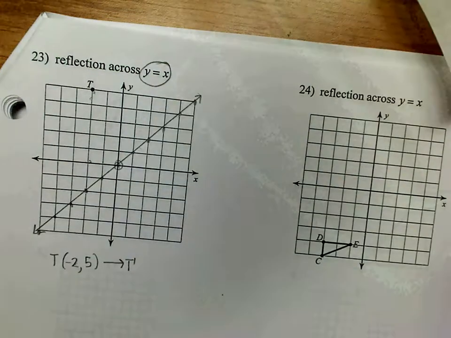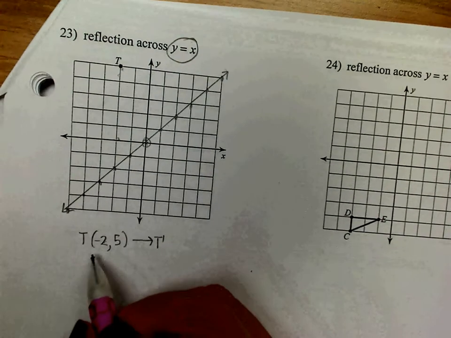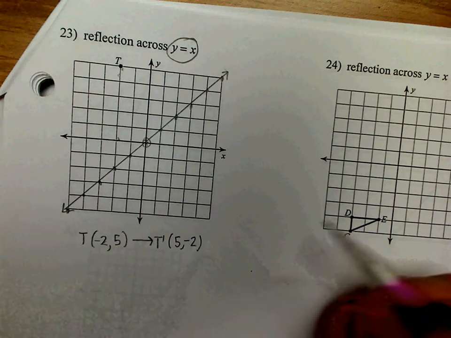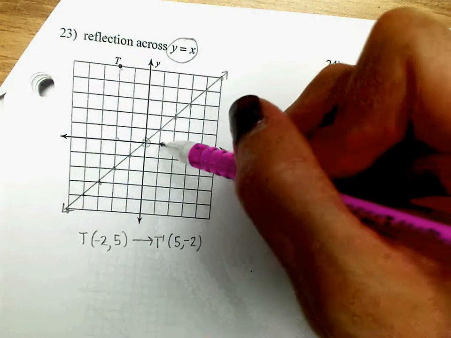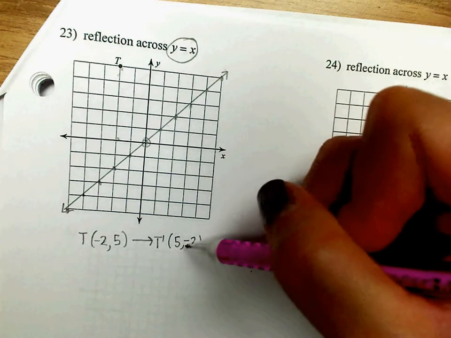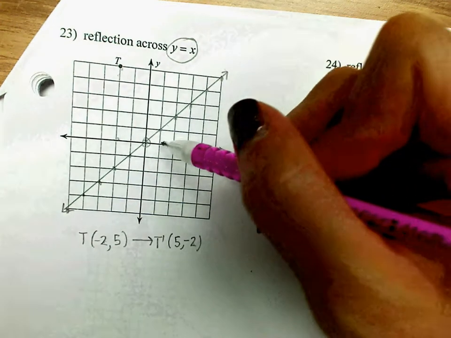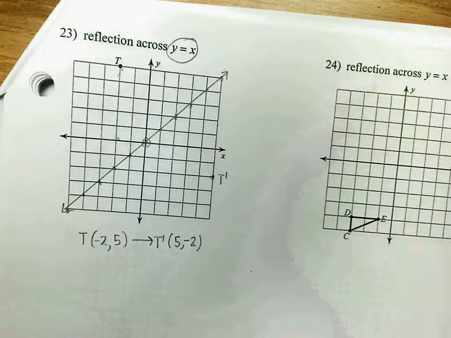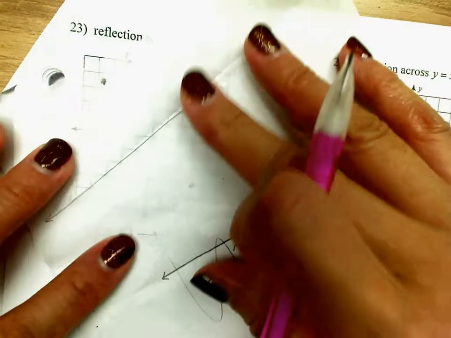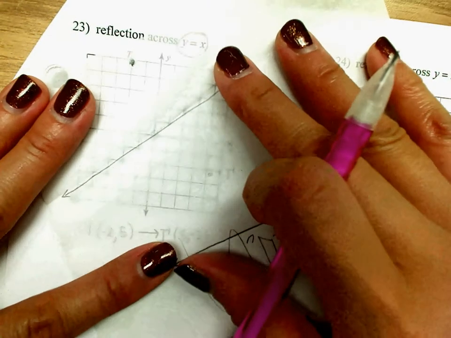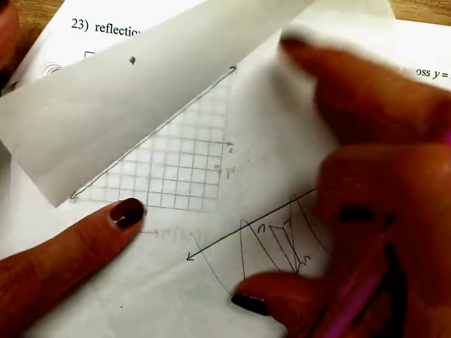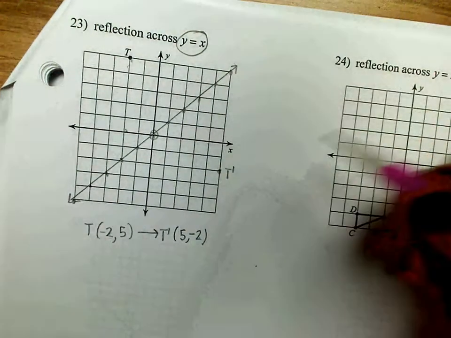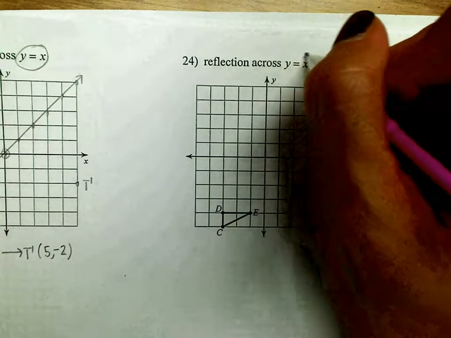So we're just going to switch these two coordinates. The 5 comes to the front, the negative 2 comes to the back. So if I'm going to plot this point, you go right 5 and down 2. 1, 2, 3, 4, 5, and down 2. And that's where t prime is. If you want to check that, you can line it up, flip it over, and that's where it ends up. So we're done.